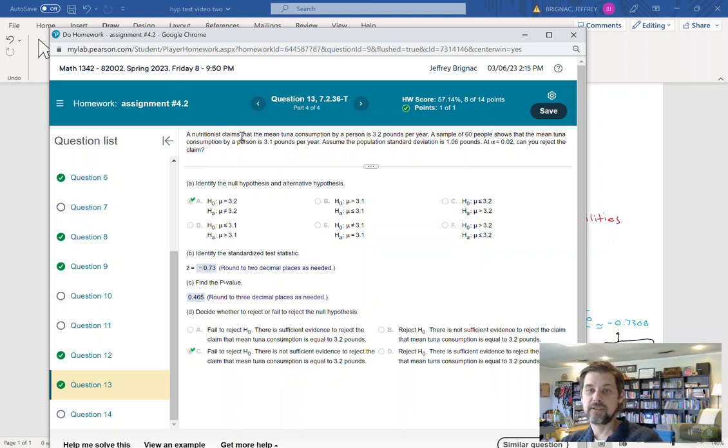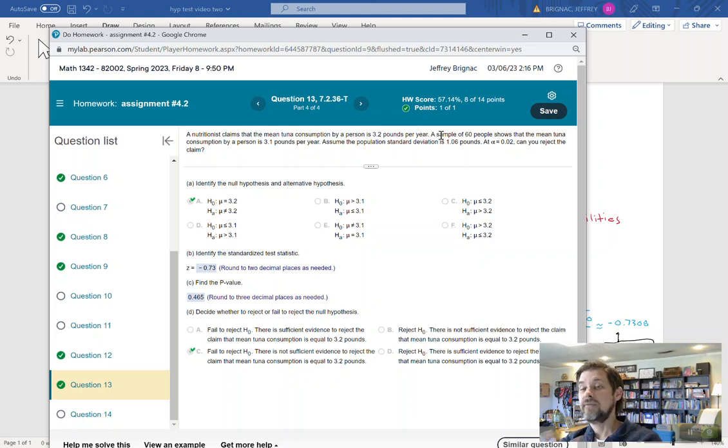It says a nutritionist claims that the mean tuna consumption by a person is 3.2 pounds per year. So what are they talking about, the population or the sample? They're talking about the entire population. Nothing's been mentioned about a sample yet. The sample comes from the population in order to study it. So that's a claim about the population mean, 3.2 pounds per year. That's definitely a claim about the population mean.